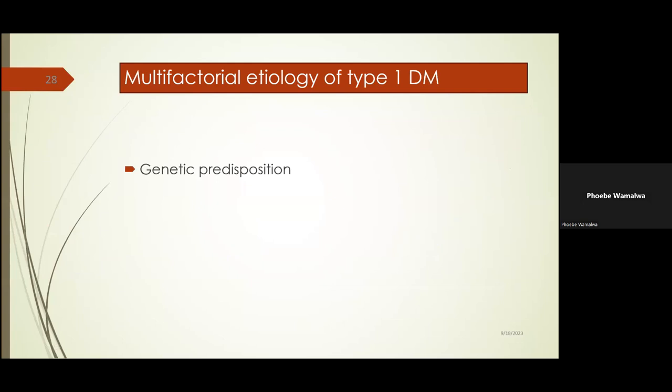So what is the etiology of type 1 diabetes? A big question. It's important to know that it's multifactorial. First of all, patients who are genetically predisposed, meaning that they have HLA haplotypes or some haplotypes that are non-HLA, are at an increased risk of getting type 1 diabetes, as we shall see very soon.